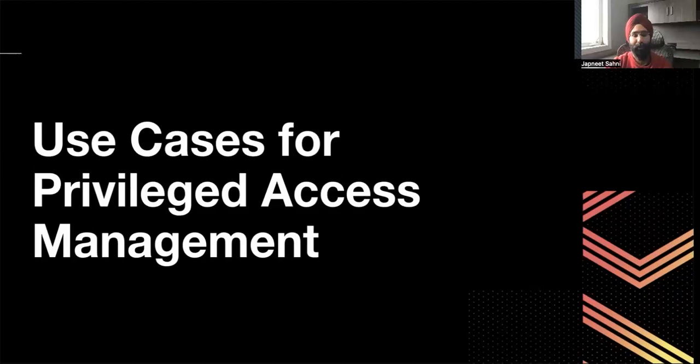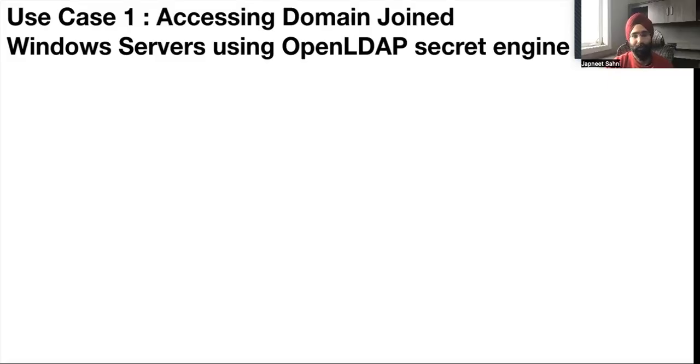Okay, so now let's see a couple of use cases for this privileged access management, right? So let's talk about the first use case. My first use case is about accessing some domain-joined Windows servers using the OpenLDAP secret engine, right? So now let's see what the workflow for such a use case should look like.